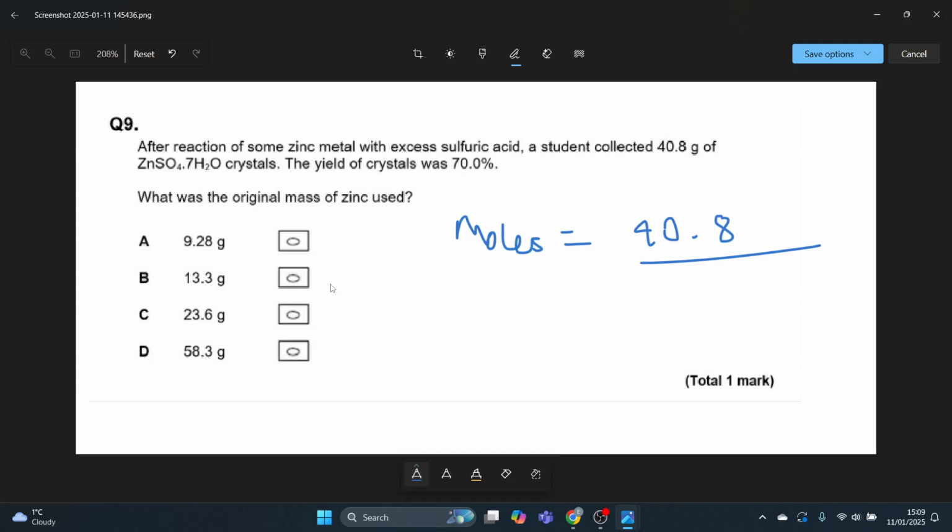Maybe I do need to include the 7 when I'm finding out the Mr. So 40.8 divided by 65.4 plus sulfur 32.1 plus 64 plus 2 hydrogen times by 7 plus 14 plus 16 plus 16 plus 16 plus 16 plus 16 plus 16, then times by the Mr of zinc 65.4, and then times by 70 over 100. Nope, still haven't got the correct answer, so I'm going to leave this one for another video. That's the end of multiple choice questions.